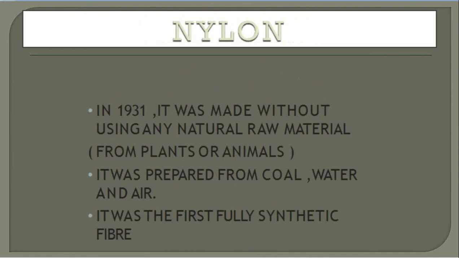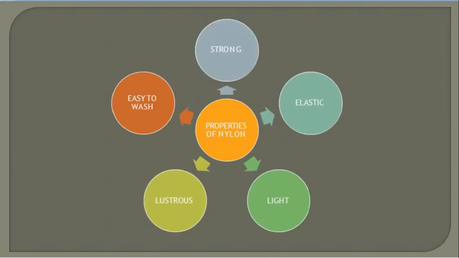Next, nylon. In 1931, it was made without using any natural raw material, and this was the first fully synthetic fiber in the world. It was prepared from coal, water, and air. Now, properties of nylon. Why is it used?